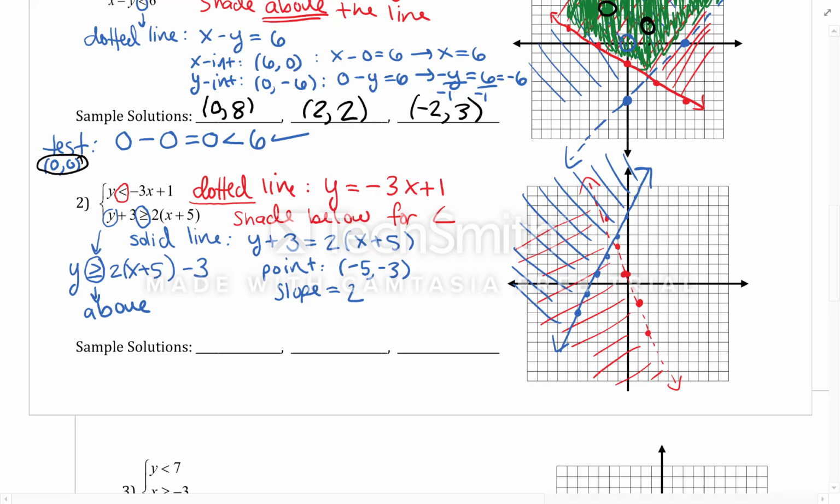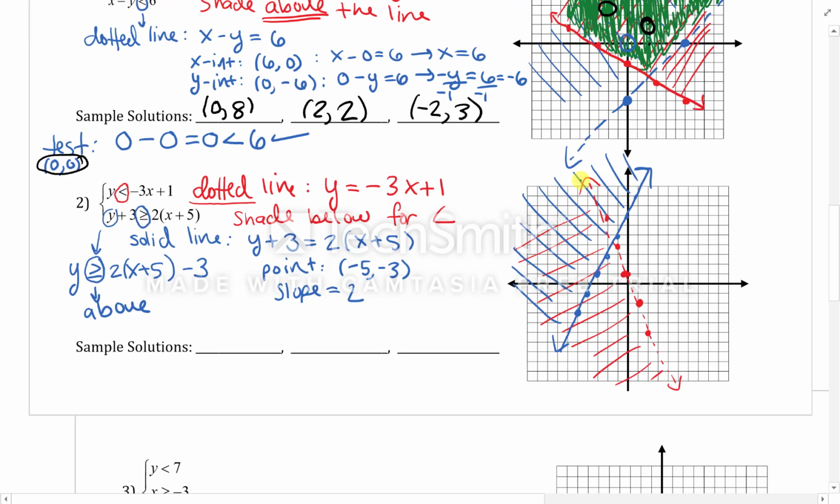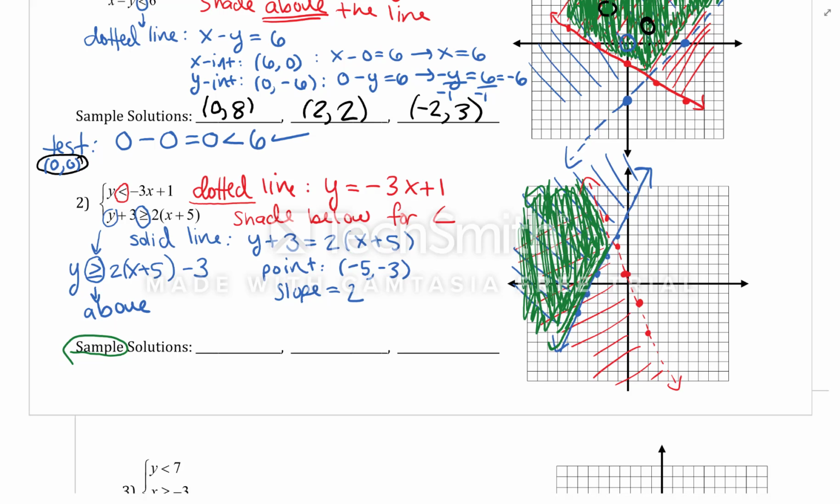And when I do that, then my solution set becomes more obvious. It would be anywhere below the red dotted line but above the blue solid line, and I can include points along the blue solid line that are also below the red dotted one. So I can include everything in here and along the line itself down here because it's solid, so it includes everything on there.